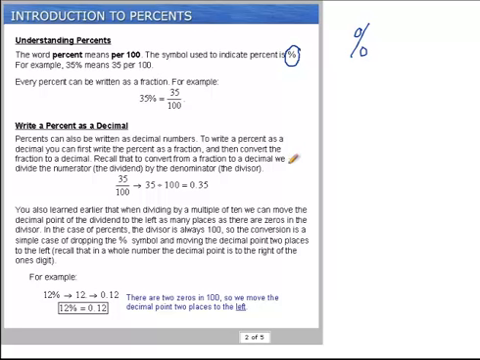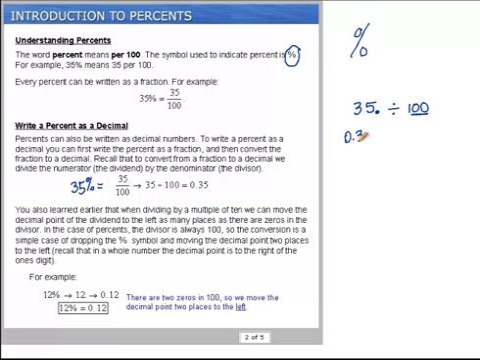And remember, when you divide by 100, the decimal point in the number, which in 35 is here, moves back however many zeros you have after the 1. So it moves back 2 places, and you end up with 0.35. And this is written here.